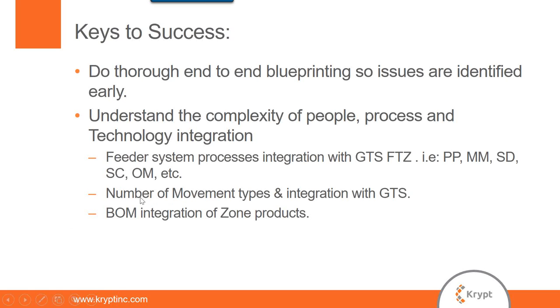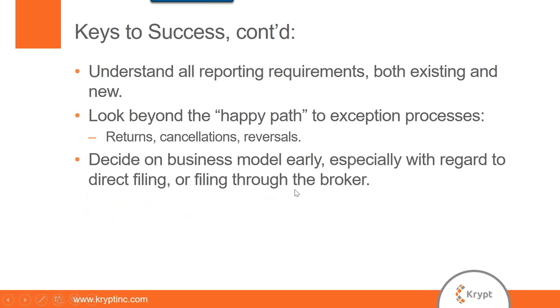So especially issues around different movement types that you may have in your source system and how these integrate, and what are the expected results of these different movements in terms of posting inventories for reporting to customs. And also really understand your bill of materials and how it integrates to the materials that are being produced in your zone. Reporting requirements, both operationally and any agreements you have with customs, those are very important to understand and how those will be met by the system.